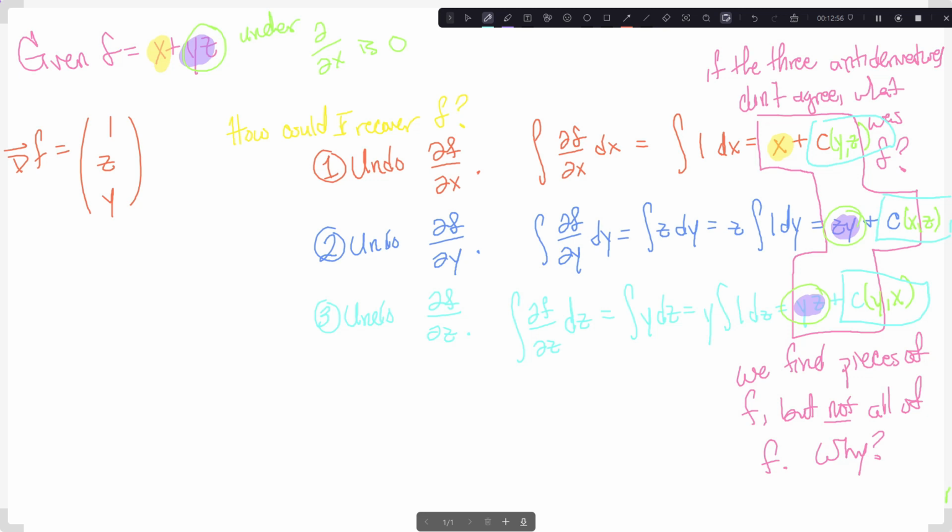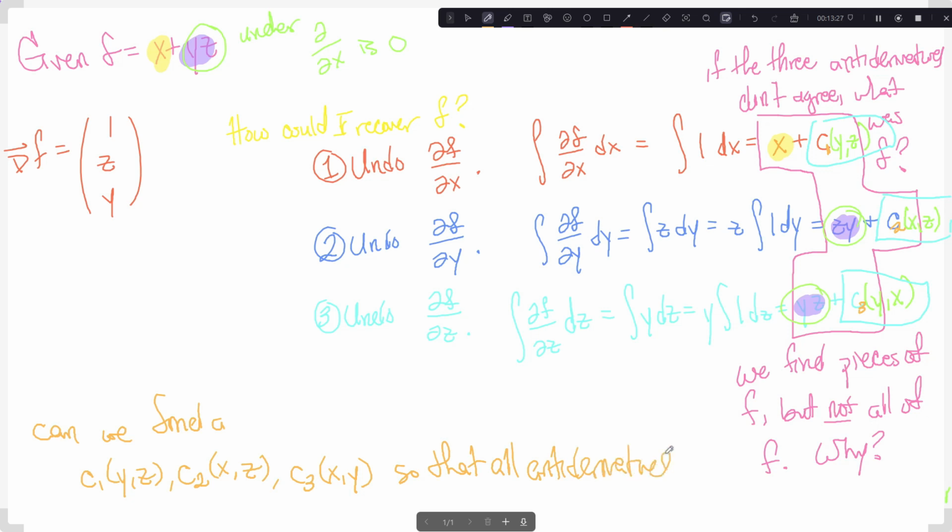So then the question of all of these potentials, call that C1, call that C2, call that C3, is can we find a C1, which is a function of y and z, a C2, which is a function of x and z, and a C3, which is a function of x and y, so that all antiderivatives agree. This is what it means to find a potential function.